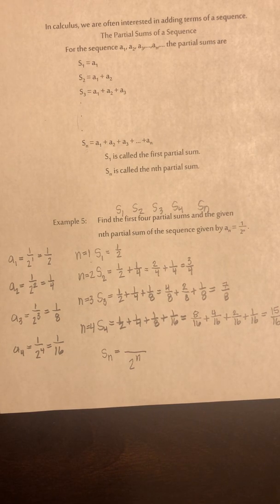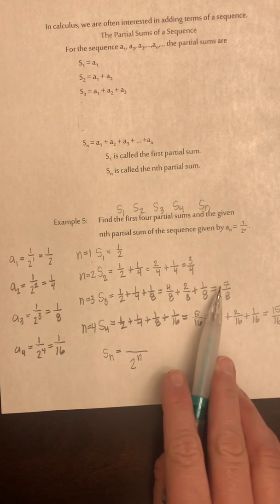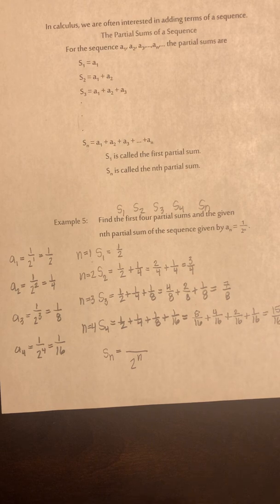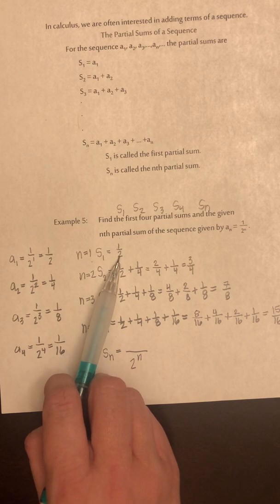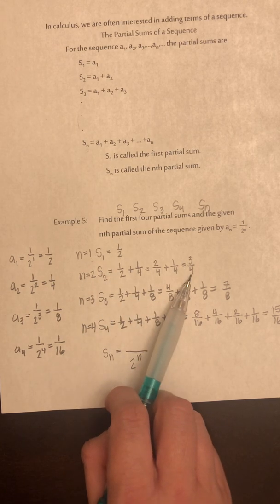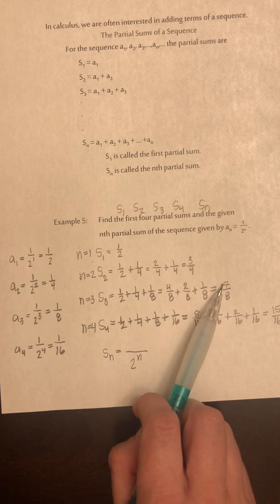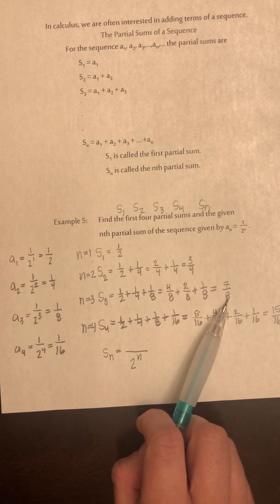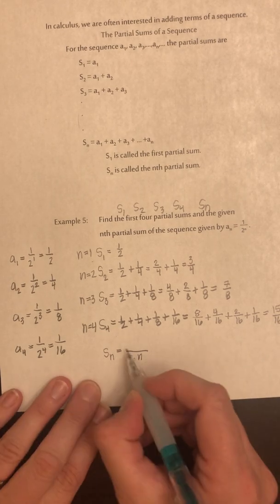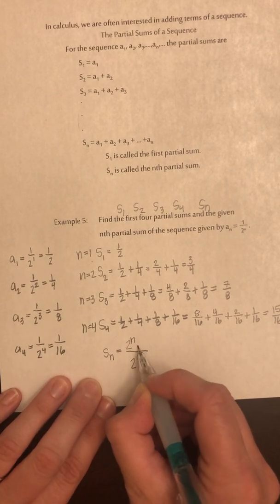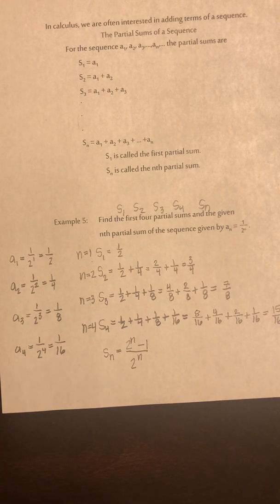Okay, let's look at the numerators. What do you notice? 1, 3, 7, and 15. No major pattern there, but what I can tell you is that 1 is smaller than 2 by 1. 3 is smaller than 4 by 1. 7 is smaller than 8 by 1. And 15 is smaller than 16 by 1. So if I know how to get the denominator, all I need to do is subtract 1 from it, and that will give us the numerator.